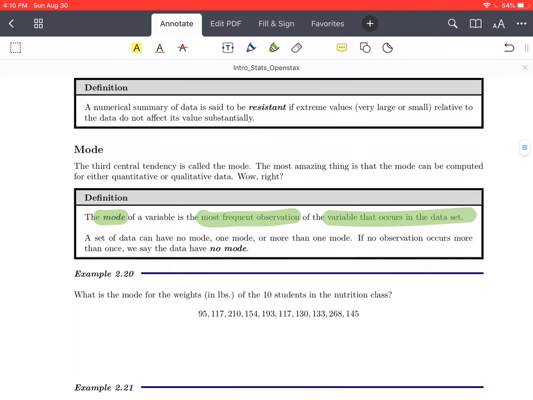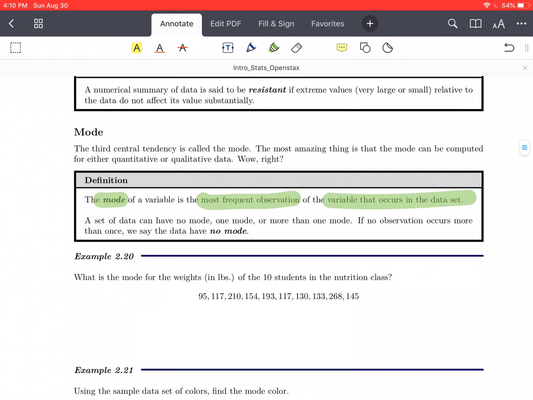It is possible to have no mode. If every data point shows up exactly once and there are no duplicates, then there's no mode. If we have one value that shows up more than the others, that's the mode. If you have two values that show up more than all the others and they show up the same amount, they would both be considered the mode. They share that title. Okay, so let's look at this example.